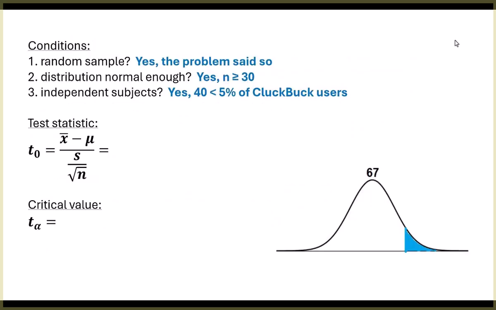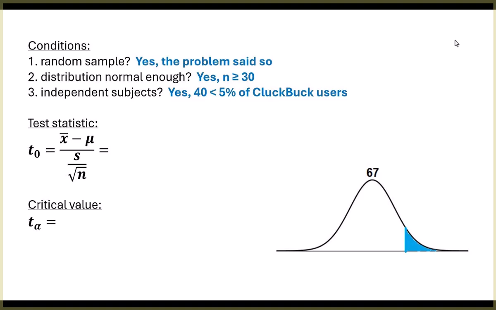All right, next thing we do, we look at the conditions. Was our sample random? Yeah, the problem says it was. Distribution normal enough? Yeah, our sample size was at least 30. Were the ATM machines that we're looking at here in the fried chicken stores independent of each other? Yeah. 40 of them is less than 5% of the ones in all his stores. So we're good.